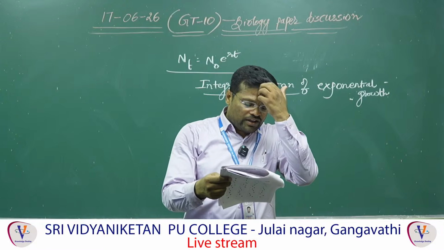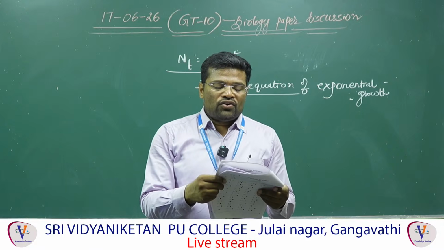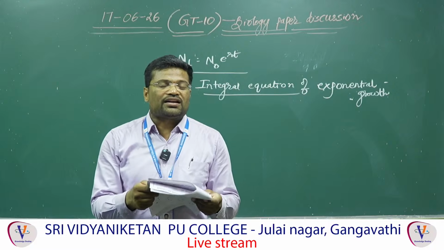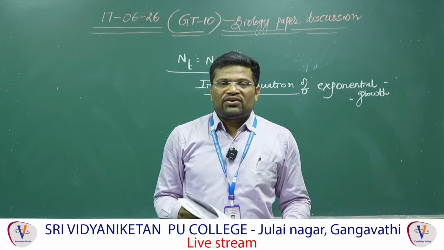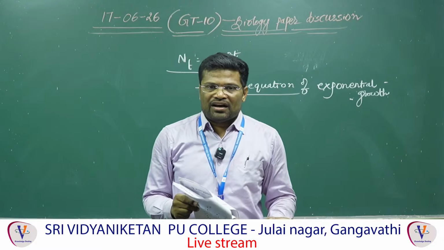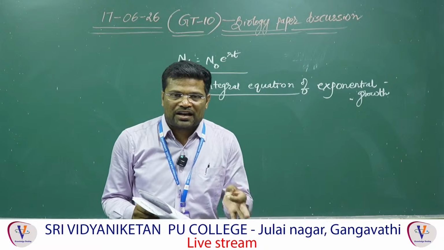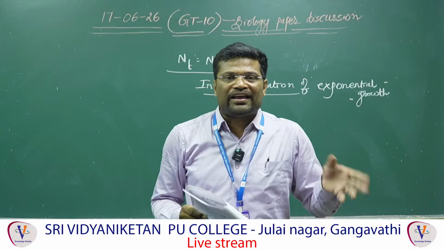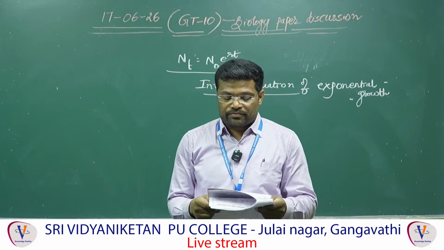130. Which of the following is incorrect? Option 4. When resources are not limiting, the growth plot is logistic. Wrong. Logistic growth occurs when environmental resources become limited. Understood? Logistic growth occurs in the presence of limited environmental resources. Exponential growth occurs in the presence of unlimited environmental resources. Answer is 4. The fourth one is incorrect.